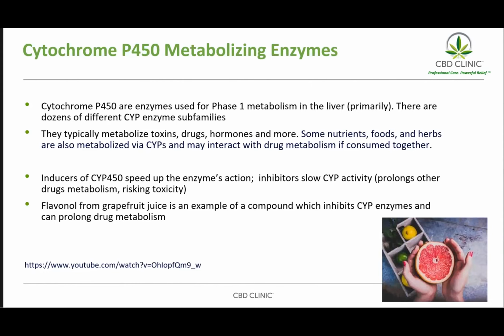When you're talking about inducers of the CYP enzymes, that means it's speeding up the enzyme action. And if you're talking about an inhibitor, it's slowing down the enzyme action. What that's going to do is really prolong the drug's metabolism, and then you're going to have an increased risk of toxicity. One good example that we are all familiar with is grapefruit. Grapefruit juice has flavanol in it, a compound which is known to inhibit CYP enzymes. So if it's being taken with certain medications that are using the same CYP enzymes, it can actually prolong the drug's metabolism, and so it has a longer half-life.